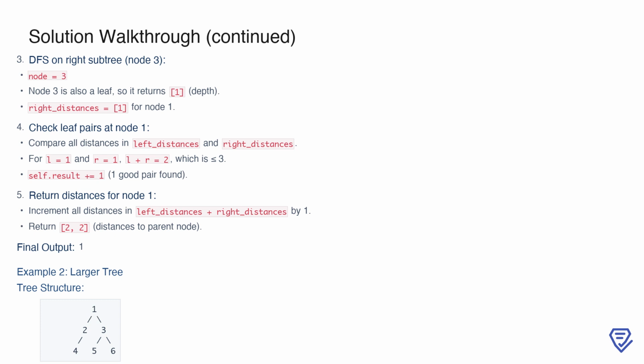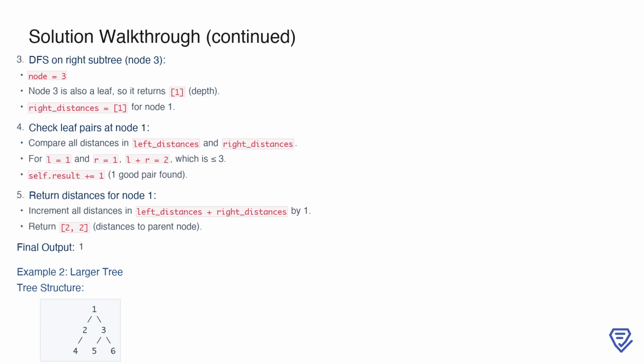Next, we perform DFS on the right subtree of node 1, starting with node 3. Similar to node 2, node 3 is also a leaf, so it returns 1, representing its depth. This depth is stored in the right_distances array for node 1. Now, at node 1, we check for good leaf node pairs. We compare all combinations of distances from left_distances and right_distances. For the pair L equals 1 from the left and R equals 1 from the right, the sum is L plus R equals 2, which is less than or equal to the given distance of 3. This qualifies as a good pair, so we increment our result count by 1.